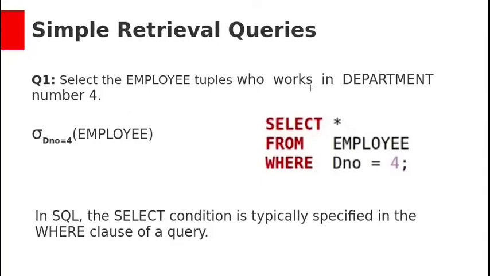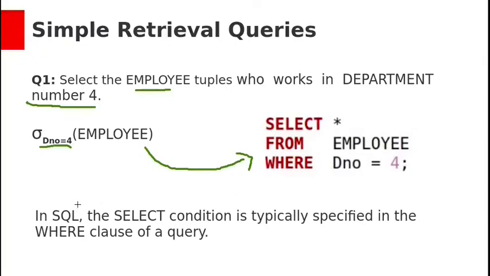Here we need to filter the rows in the employee table who are working for department number 4. The select operator will filter the rows from a relation, so we can use this select operator, and we need to specify the tuple condition here, department number 4. We want only employees who are working for department number 4. Sigma dnumber equal to 4 on relation employee. For this relational algebra query, the equivalent SQL query is this one.